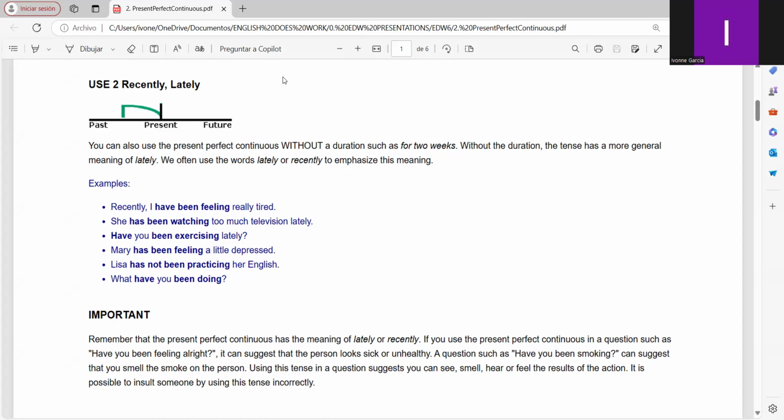Here we have some examples. Recently, I have been feeling really tired, which is true. What about you? It's the end of this year, so there is a feeling of closure. We need to end this year. I want to go on vacation. I need a vacation. I need vacation time.